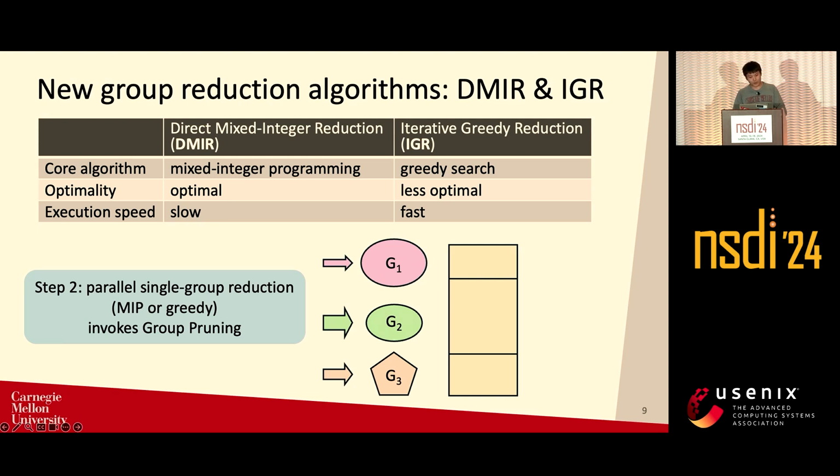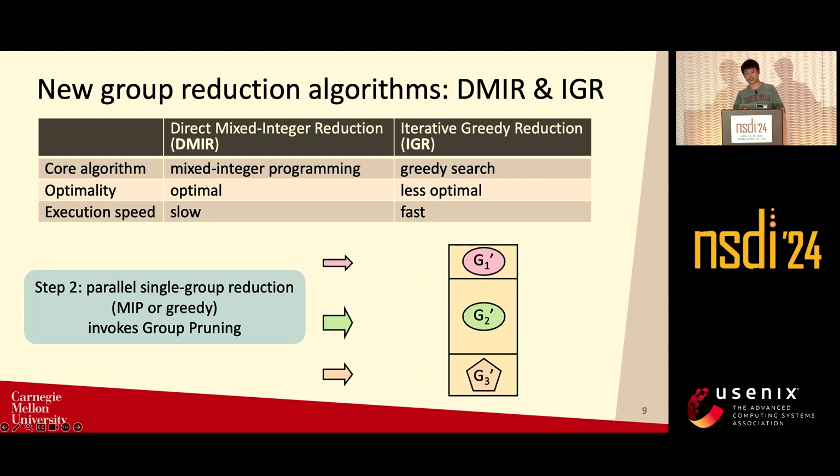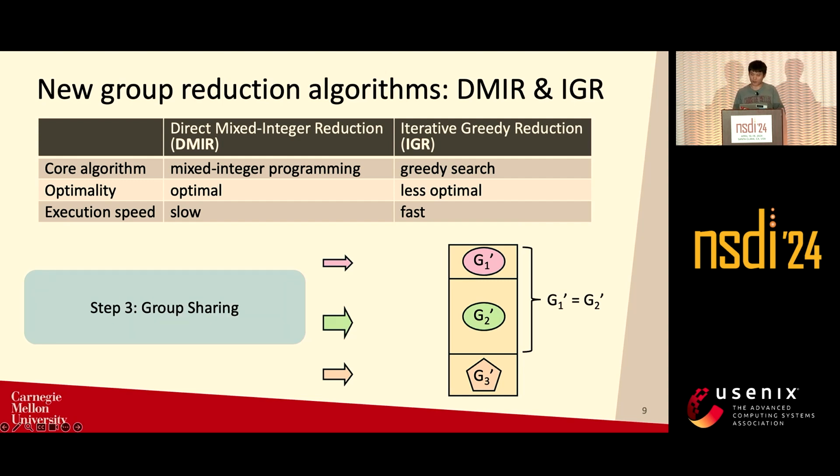And then step two, each group will be reduced individually in parallel. And here, DMIR and IGR would call their own core algorithm to do the job, but both would invoke the group pruning heuristic. When this is done, the groups should be reduced to a version that can fit into their allocations, and we name the outcomes G1 prime, G2 prime, and G3 prime. At this point, we might realize that G1 prime and G2 prime become identical. So step three of the algorithm would invoke group sharing. So we deduplicate G1 prime and G2 prime. This is what the final result would look like.